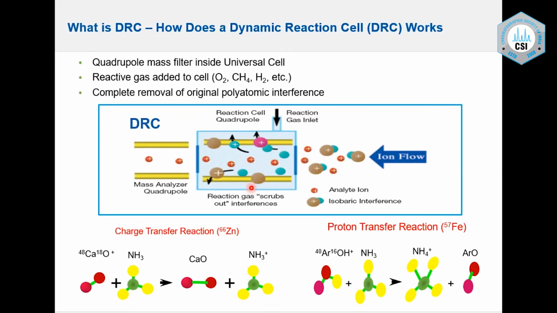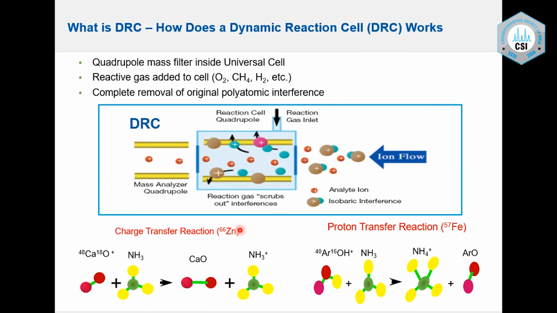In a reaction cell, we use different reactive gases like oxygen, methane, hydrogen, or many other reactive gases can be used. These gases are mostly preferred. Here we are changing the chemical property of the interference or analyte. You can see we do charge transfer reactions here, or proton transfer reactions. So we change the atomic mass of the interferences, or we make the interference neutral so that it will not be allowed into the quadrupole system. In this way, you can play with the method, and different gases can be used.